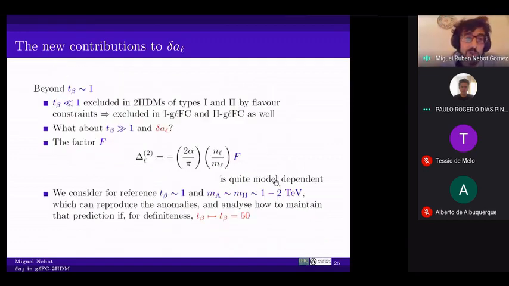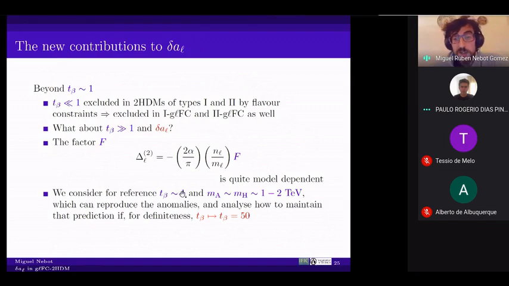Good. If one wants to go beyond this initial assumption of order 1 values of tan beta, one needs to remember that when you go to very small values of tan beta, then you run into problems with some flavor observables, because gamma and B mixings kill you. So in principle, this is a regime which is forbidden by other constraints in type 1 and type 2 Higgs doublet models. So the only remaining regime is large values of this. And what happens in this case?